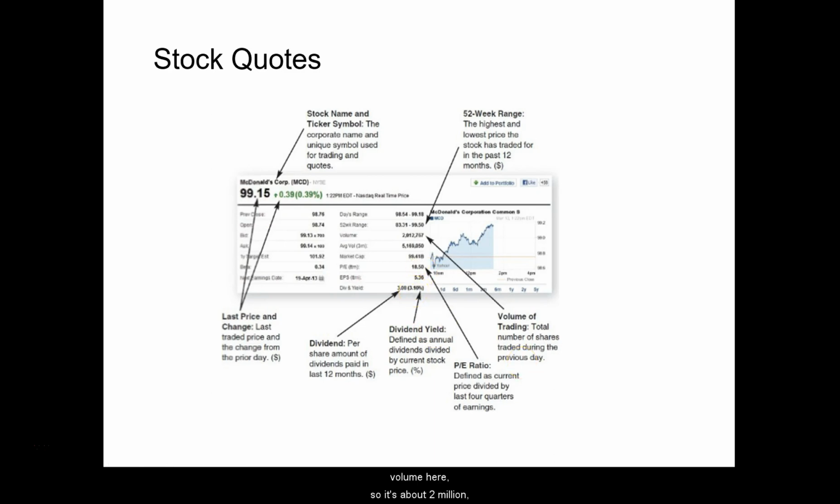You also see the trading volume here, so it's about 2 million. So that means more than 2 million shares of McDonald's stock were traded in the market during the previous days. So that is to give you some basic information for the McDonald's stock on that particular day.